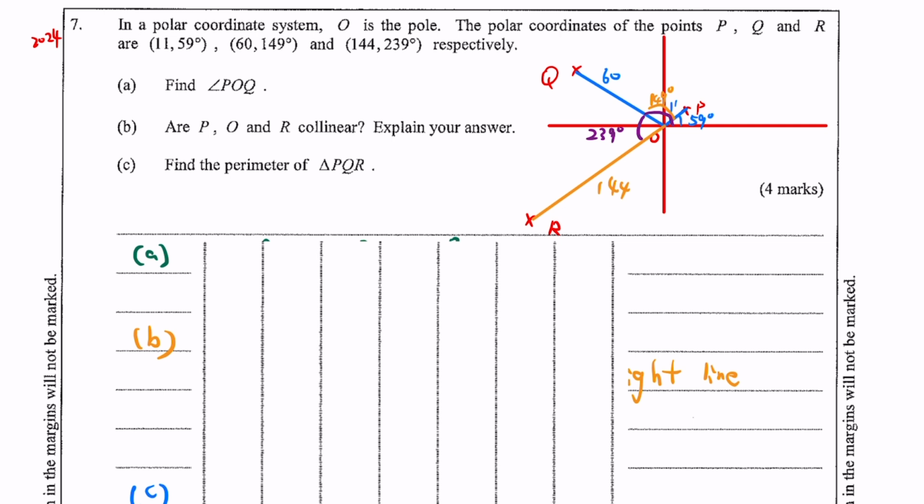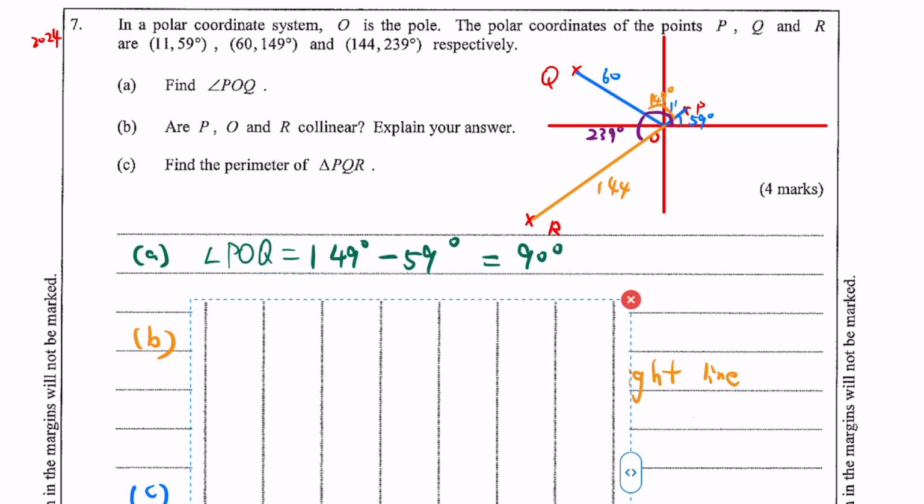Okay, this one asks about collinear. First, we find the angle POQ. Draw it out, and then you will find POQ, this one. Okay, very similar to the last paper. It's 149 minus 59. Okay, so we have 90 degrees. So be sensitive, 90 degrees means it's a right angle triangle, or to say it's a right angle here.